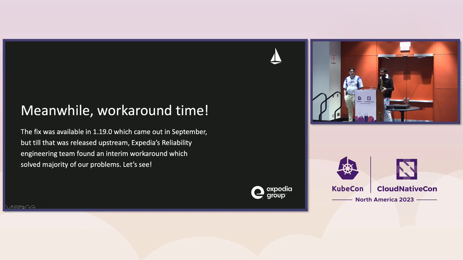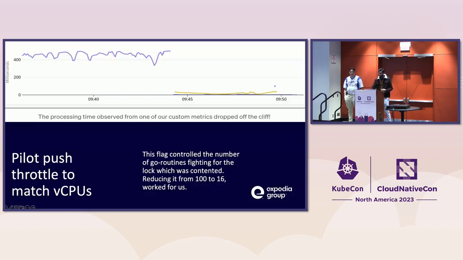But till that official fix was available, Expedia's reliability engineering team actually found a very interesting workaround to this problem, which solved the majority of the lock contention, and the majority of our problem was gone. So let's see what that change was.